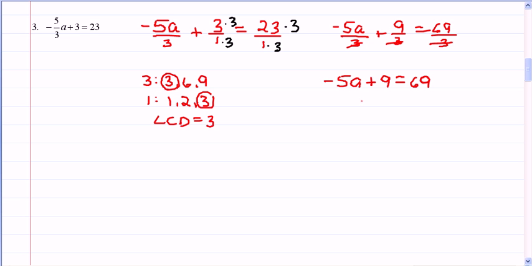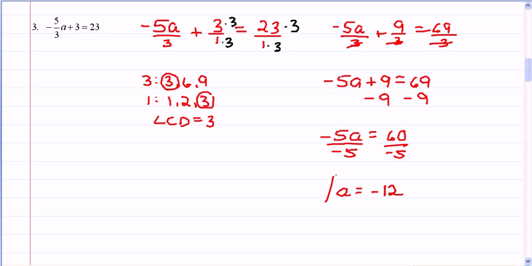And then I just go ahead and solve for a, starting with subtraction. You want to move the 9 over to the right side of the equation. And so we have negative 5a equals 60. And then divide both sides by negative 5. And 60 divided by negative 5 is negative 12. So a is equal to negative 12.